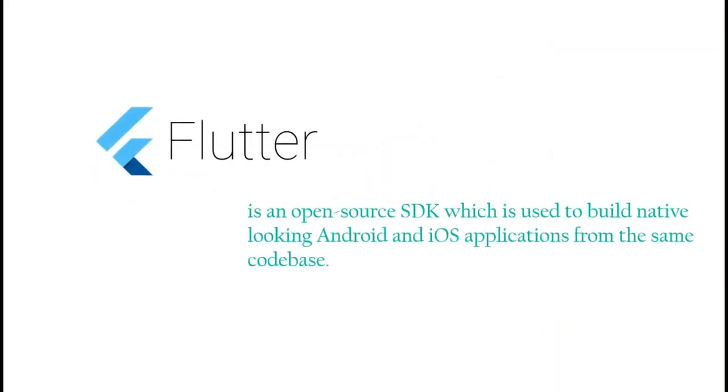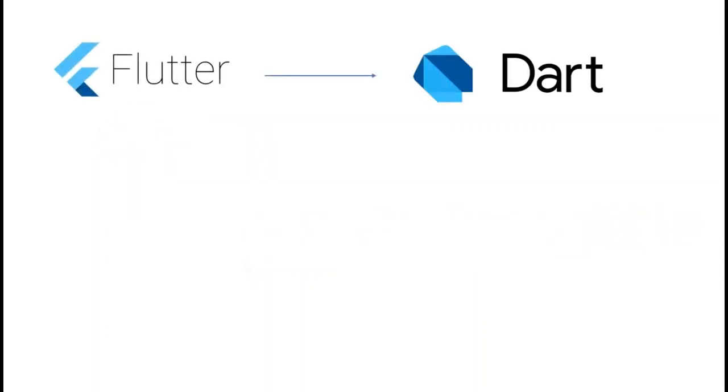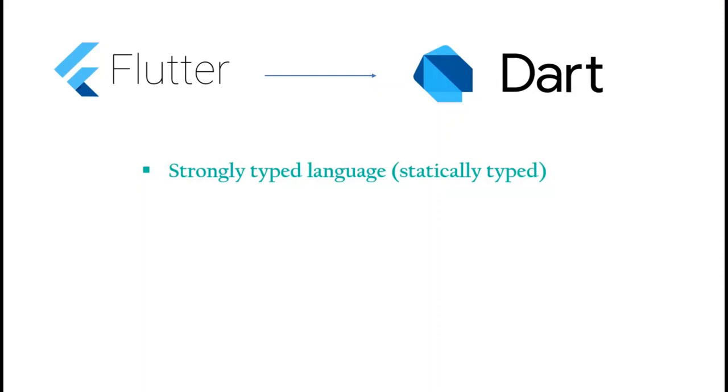So what is Flutter? Flutter is an open source SDK which is used to build native looking applications like Android and iOS from the same code base. Flutter uses the Dart language. Dart is a strongly typed language, I mean statically typed. It is developed by Google.